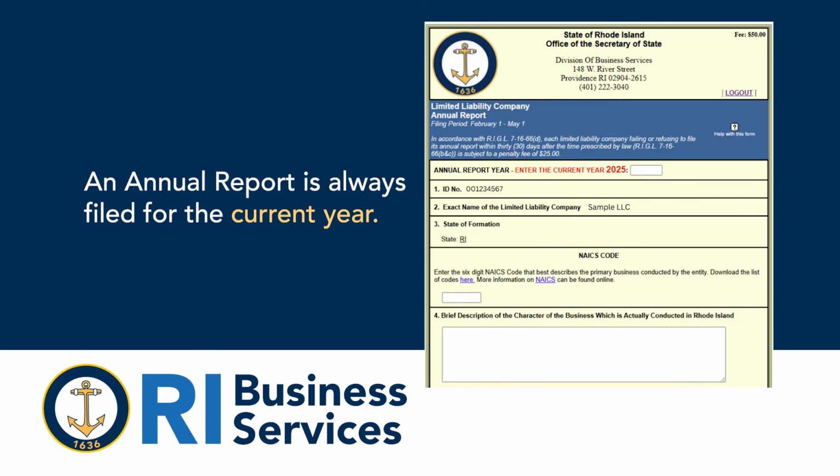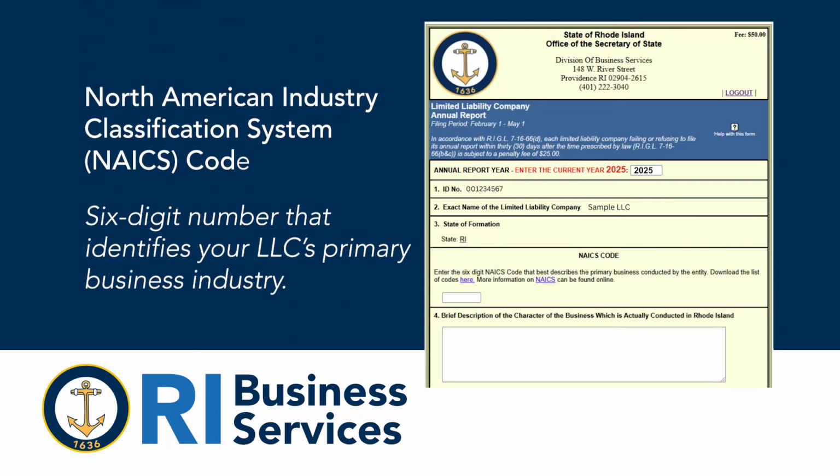This is the digital annual report form. The first thing to note here is that unlike tax filings, the annual report is always filed for the current year. This video was made in 2025, so I'm going to put 2025 as the annual report year at the top of the form. The next section asks for your business's NAICS code. A NAICS code is a 6-digit number that identifies your primary business industry. Click here to view a list of NAICS codes to choose from.